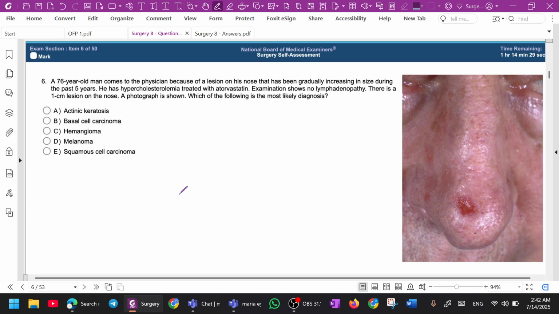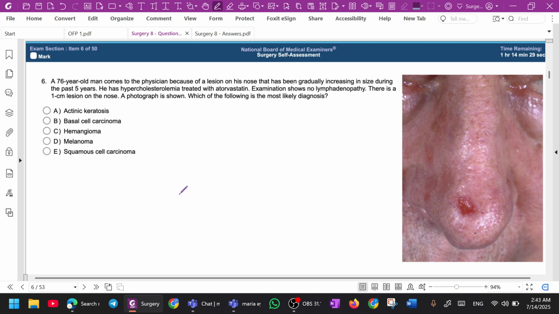A 76-year-old man comes to the physician because of a lesion on his nose that has been gradually increasing in size for the past 5 years. He has hypercholesterolemia treated with atorvastatin. Examination shows no lymphadenopathy. There is a 1 centimeter lesion on the nose. A photograph is shown. Which of the following is the most likely diagnosis?